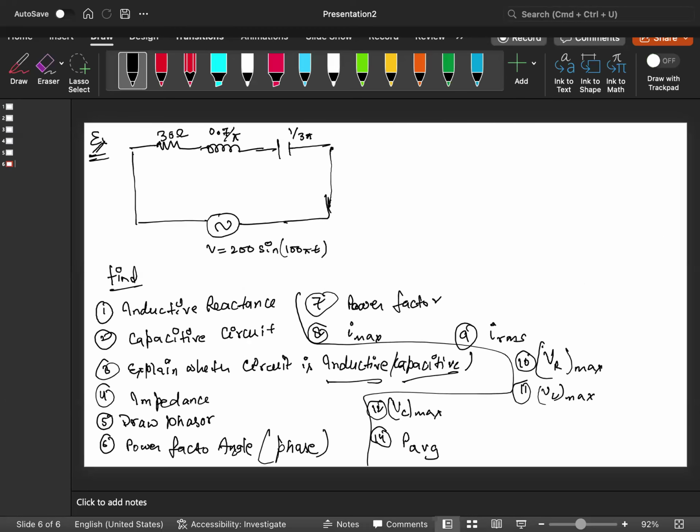These 14 points. Do it in a sequential manner because you look at the order. If you calculate reactance and capacitance, then you can tell whether it is inductive or capacitive. If you have both of them, you can calculate impedance. If you have all of these three, you can create a proper phasor. If you are able to create phasor, you can get the angle. If you get the angle, you can calculate power factor. And the rest of the things are in a sequential manner.